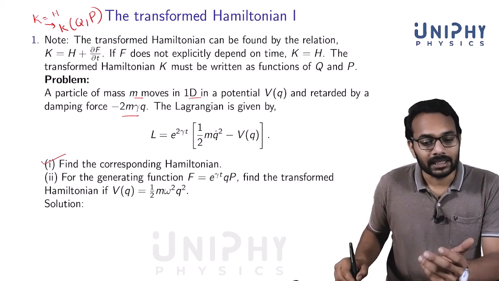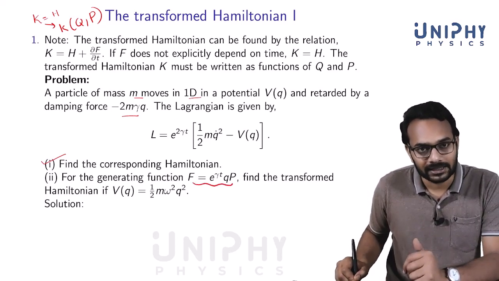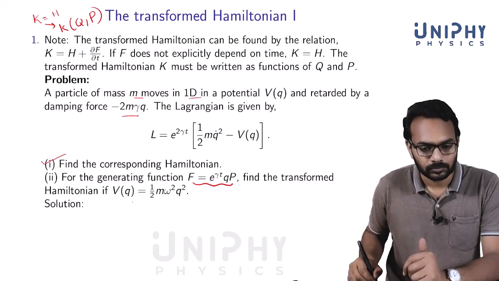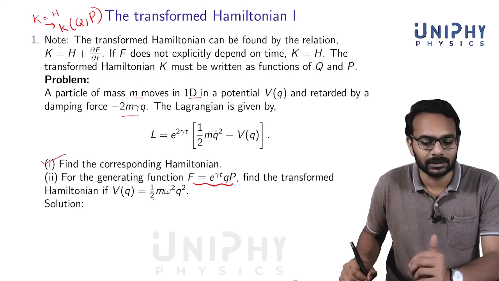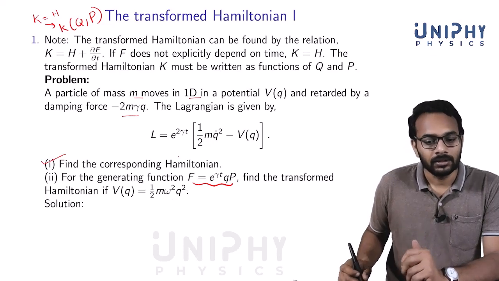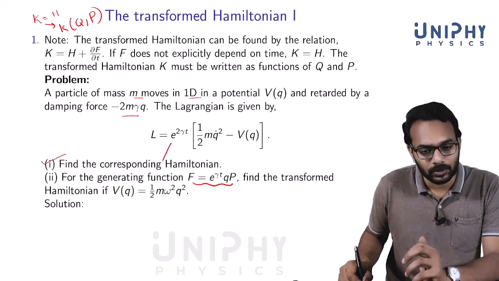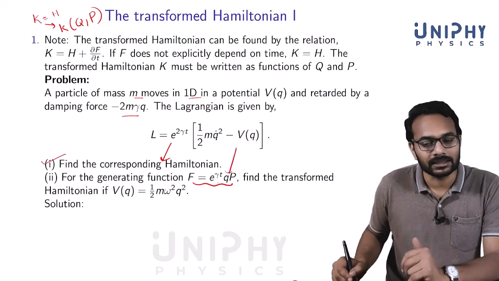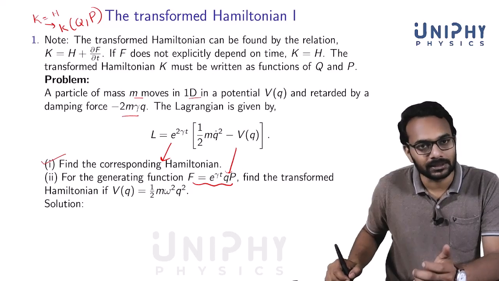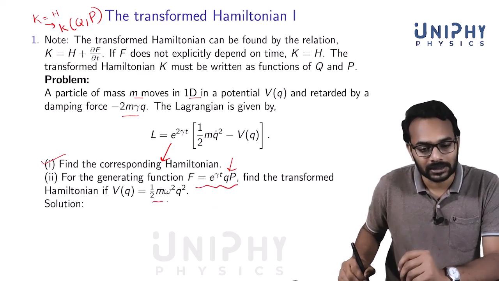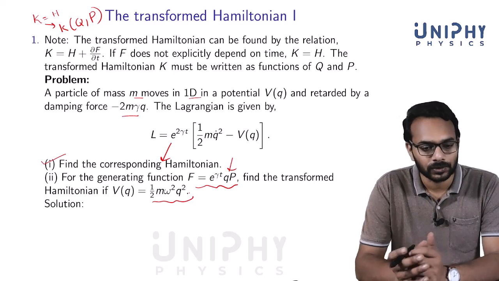Now in the second part of the problem, we are given a generating function. We need to find the transformed Hamiltonian here, if you substitute V(q) equal to ½ m ω² q². So in the first part, we need to find the Hamiltonian corresponding to the Lagrangian. In the second part, a generating function is given. We see that it explicitly depends on time. So we have to find the transformed Hamiltonian corresponding to this transformation. Also, the potential energy is ½ m ω² q².